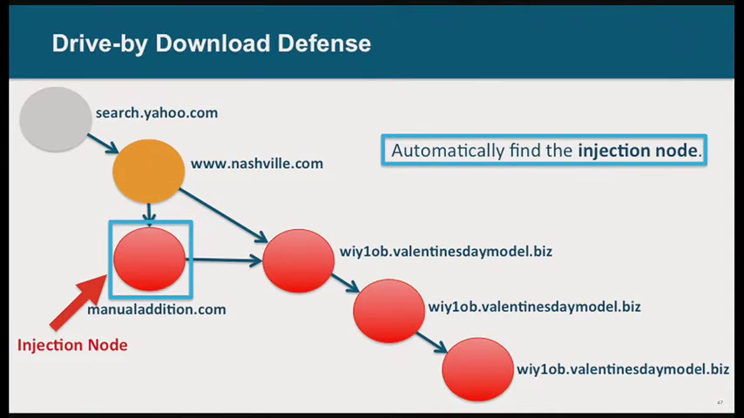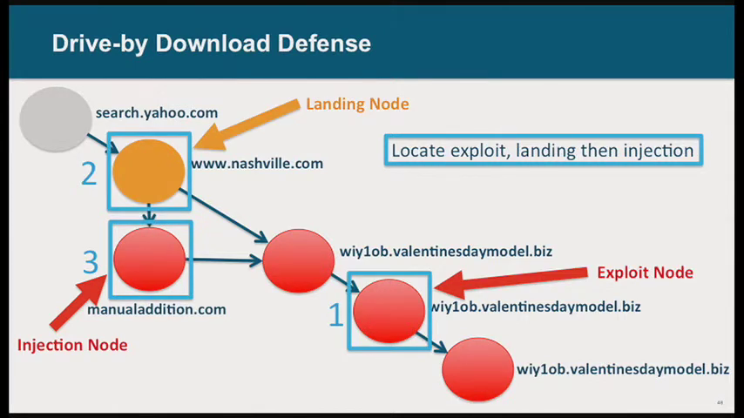The reason we find the injection node interesting is because it typically does not change. Once a website like Nashville.com is compromised, the actual injection node will typically live for the entire time of the website compromise. On the other hand, domains like valentinesdaymall.biz, which is the exploit kit, tend to change very frequently because they get blacklisted. This particular domain lasted less than 24 hours. And so if we want to block the injection domain, then we need to automatically find it.